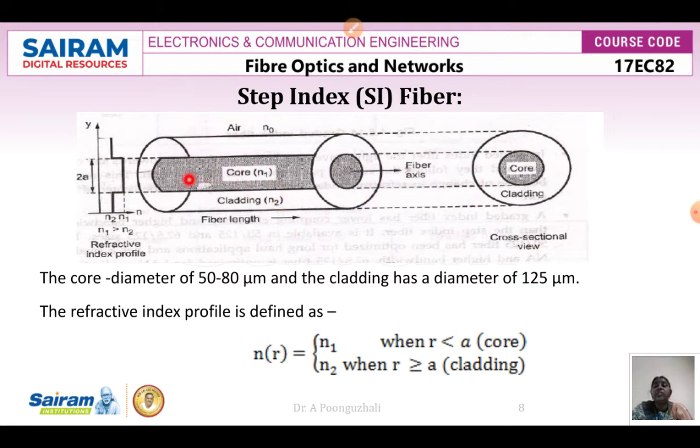This is going to be the radial distance. The radial distance is from the center to the end of the core, and here from the center to the end of the core, this A is the radial distance. So 2A is the diameter of the core. Since the refractive index is uniform, it is represented in the horizontal direction. At the interface between the core and the cladding, the refractive index changes.